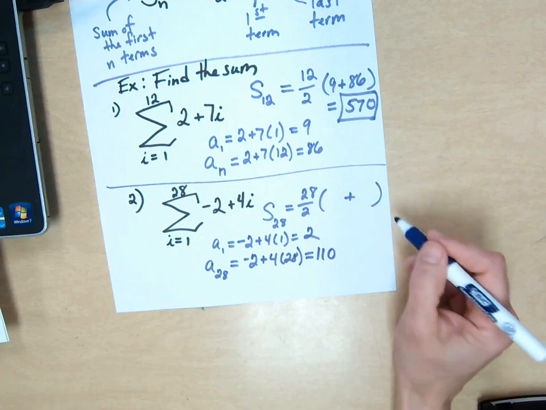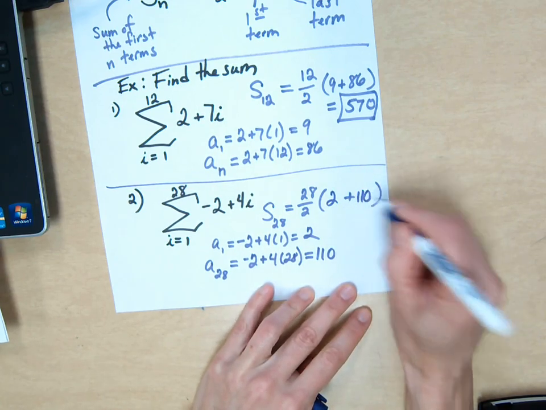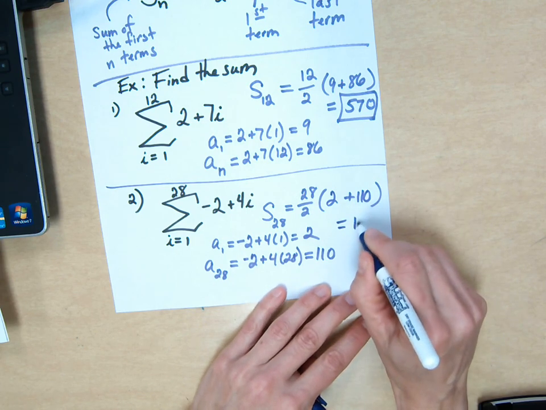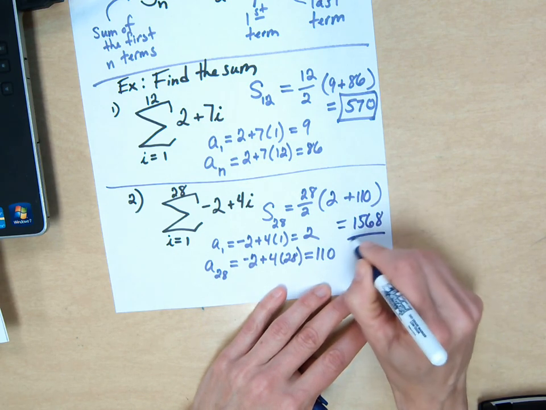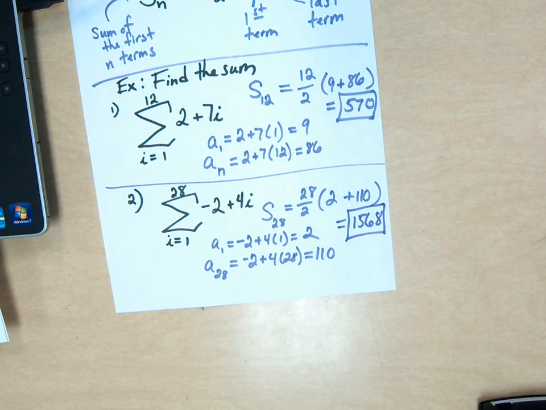So we take those two numbers and we add them up in our formula, first term plus last term. And if you do that correctly on your calculator, you should get 1568 for the sum of the first 28 terms. Now, any questions so far?